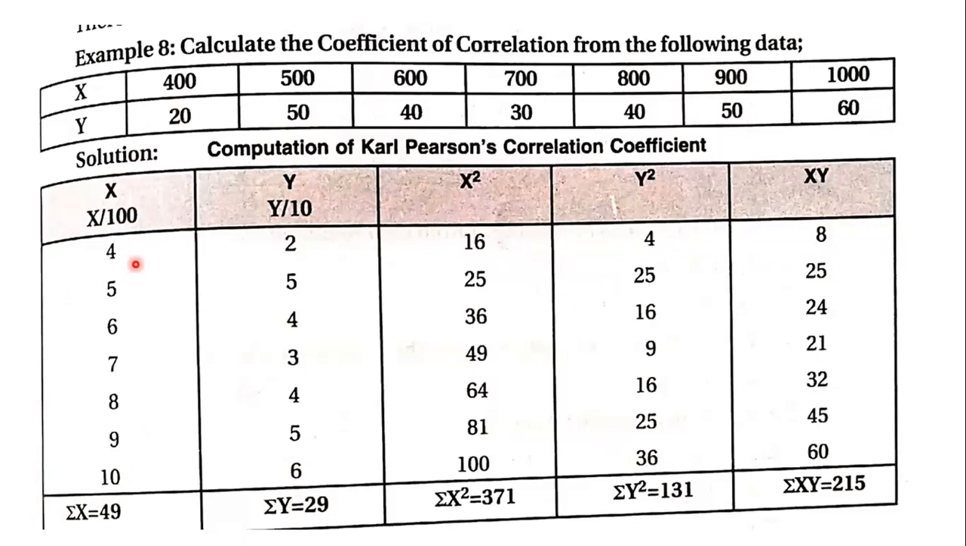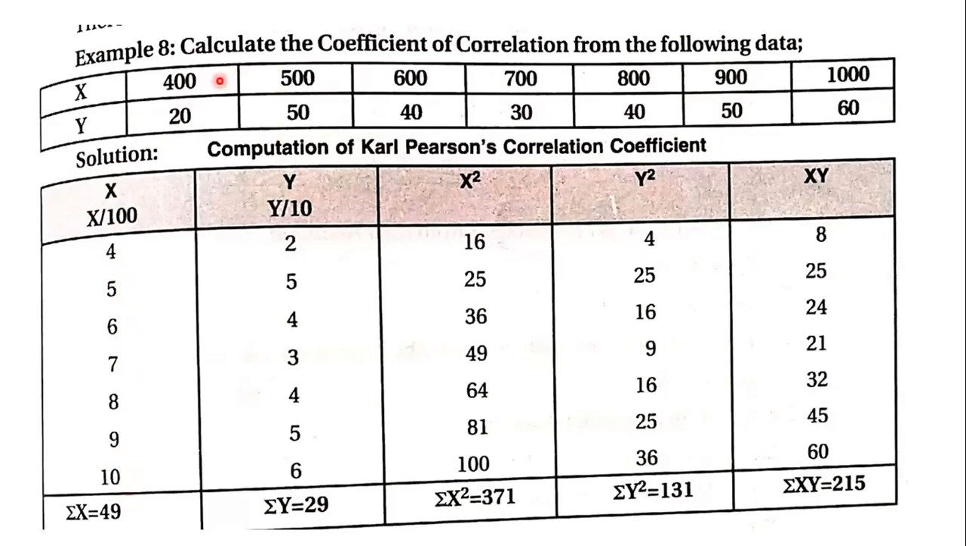Fine. So coming back to this, here for 400, 500, if you see, all of the data has two zeros in common. So I am going to remove two zeros from all of the data, and that is nothing but the value of X. So if you see the value of X, it is going to be 4, 5, 6, 7, 8, 9 and 10.